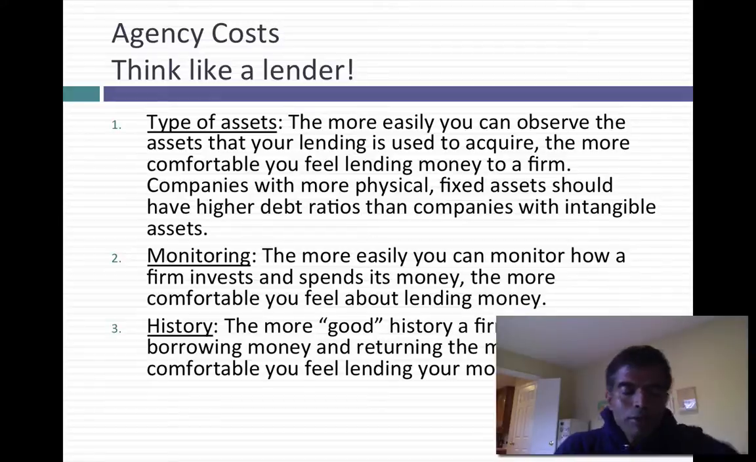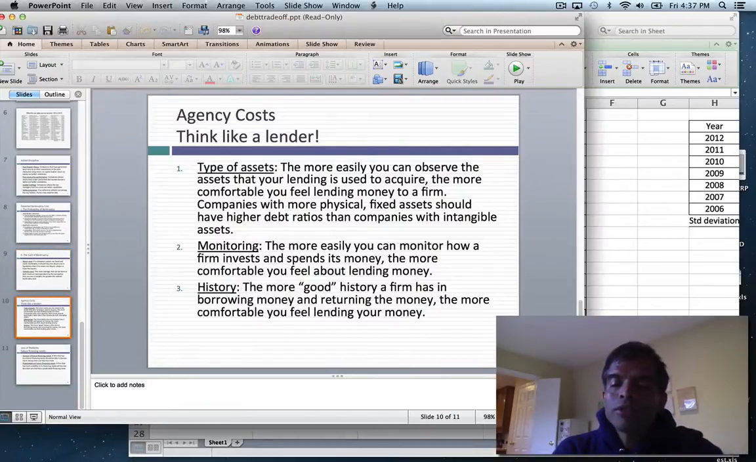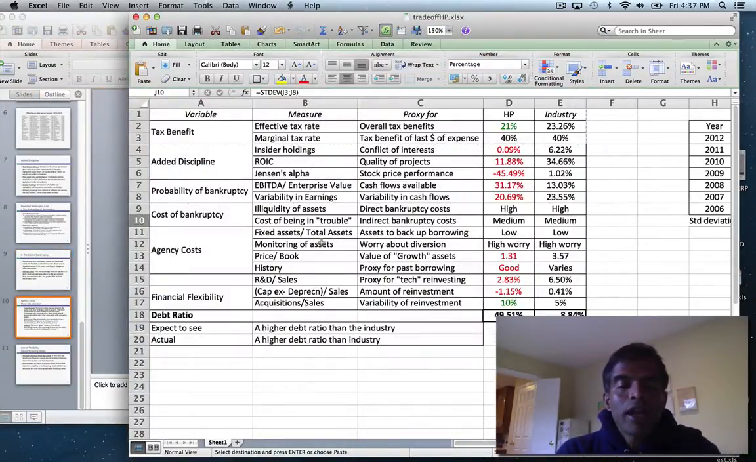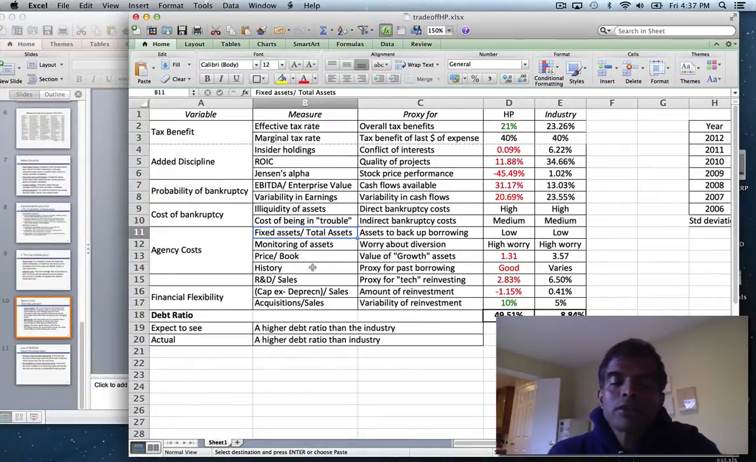So let's see how HP measures on those dimensions, on the agency cost. Here I looked at 4 variables. I looked at fixed assets as a percentage of total assets. For HP, that is a fairly low number. Their fixed assets, the physical assets, are fairly low as a percentage of total assets. It is difficult to monitor the assets, so the worry is going to be high. But again, this is going to be true for both HP and the rest of the sector.